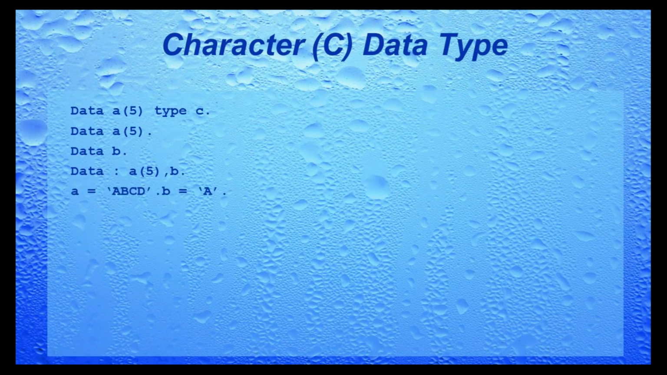And a is equals to abcd, or b is equals to a. We are assigning the values here. And then we have move abcd to a, move a to b. Either way we can do it. So data a of 5 value abcd, b value a.